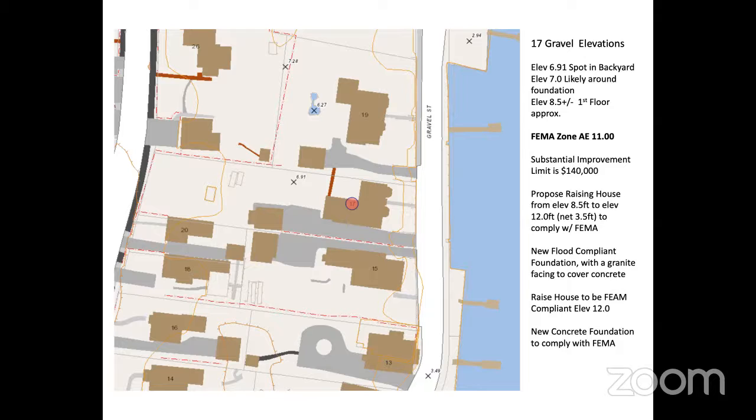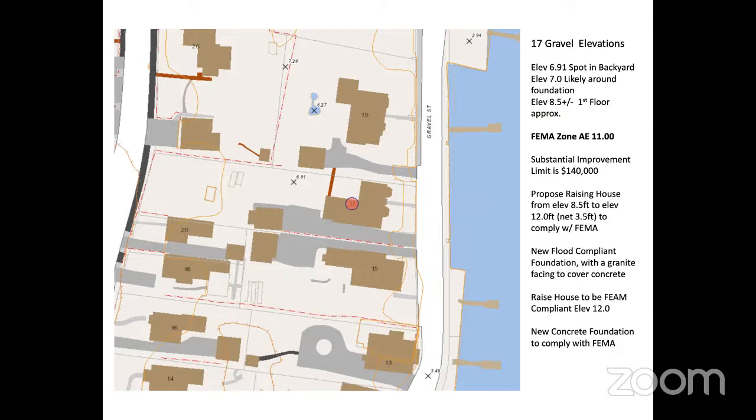Mr. Grace would like to do a substantial amount of work here and bring the house up to date, replacing materials with ones favorable to the commission. So we're going to bump up well past the threshold of substantial improvement, which for this home is $140,000. Given that, there's a question to the commission about whether we can raise the house from 8.5 to 12 in order to comply with FEMA flood zone regulations and requirements.